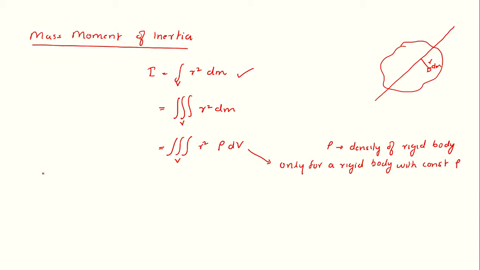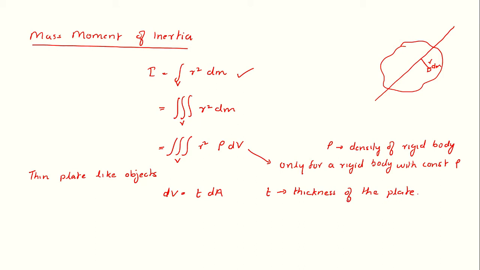Now sometimes we have to deal with rigid bodies that are very thin, like plate-like objects. For thin plate-like objects, in this case we can represent dv as t into dA, where t represents the thickness of the plate.